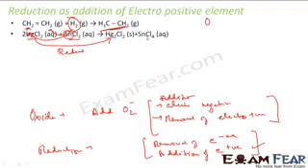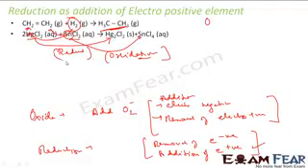Chlorine is the electronegative element. Addition of electronegative element is what? Oxidation. So this became my oxidation. And that's what scientists observed, that in a reaction, if oxidation takes place, reduction also takes place. We'll take some examples on that.